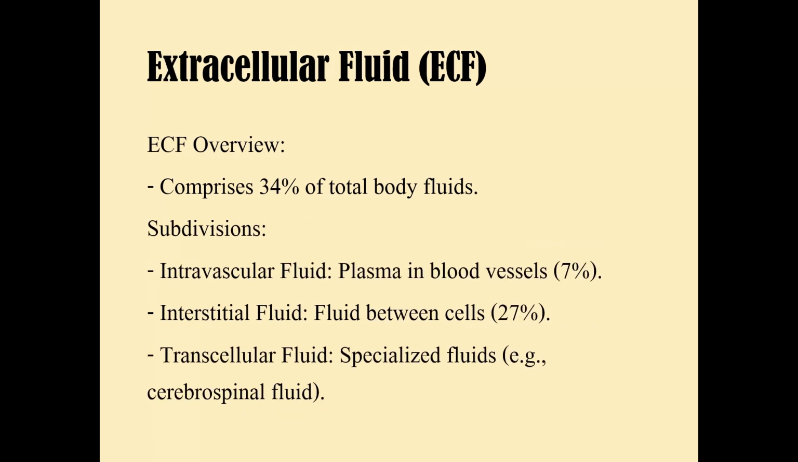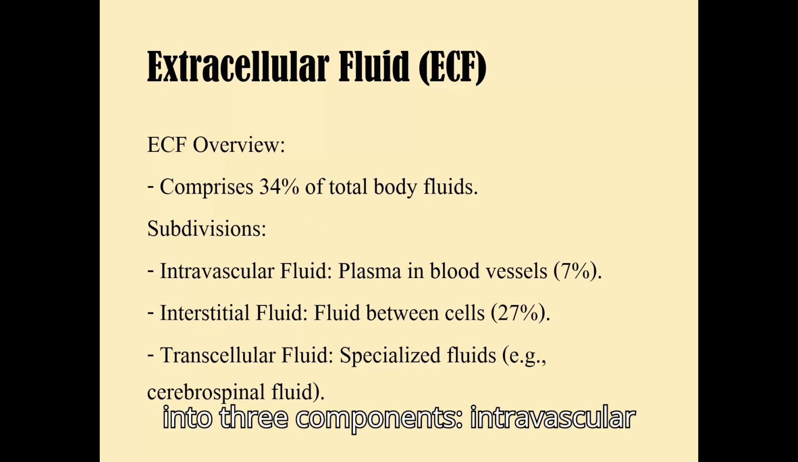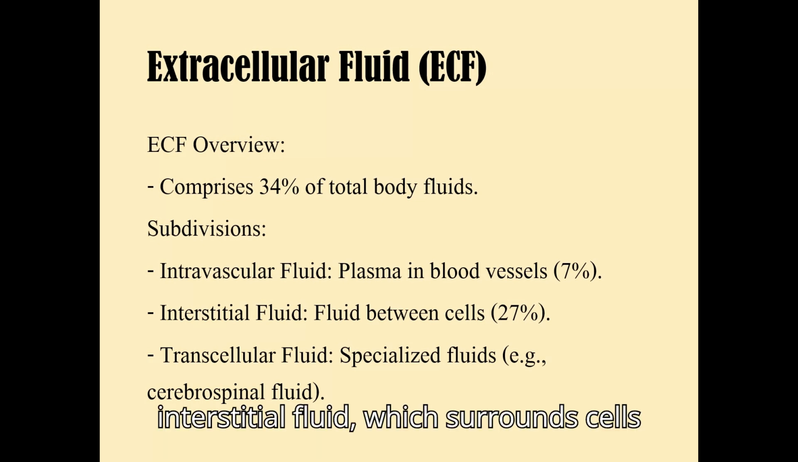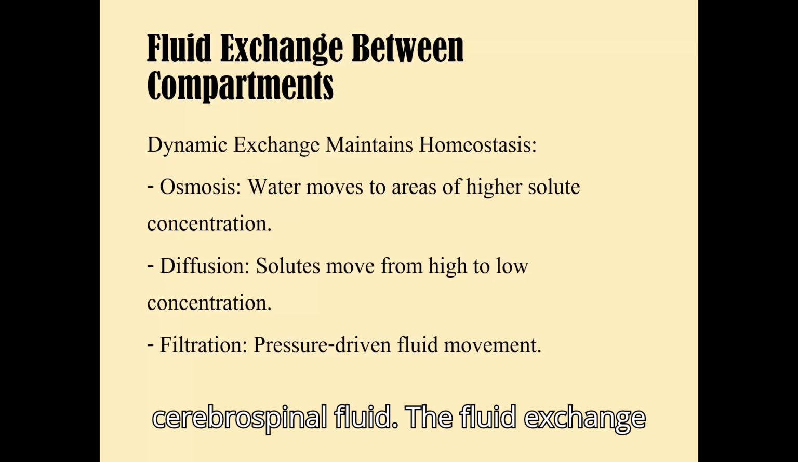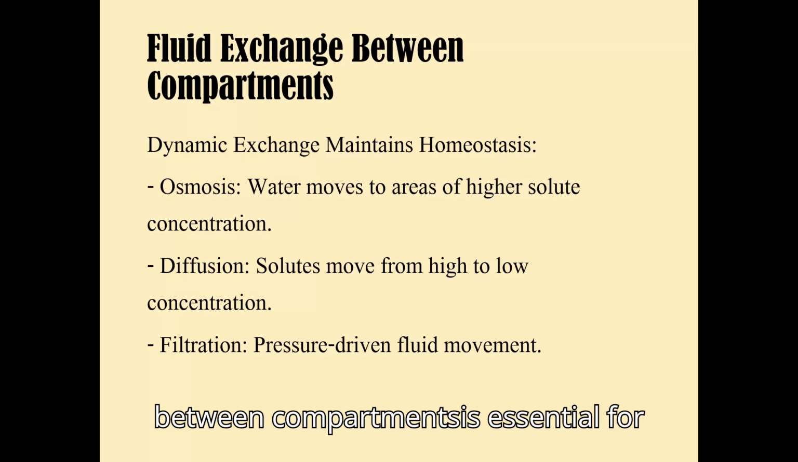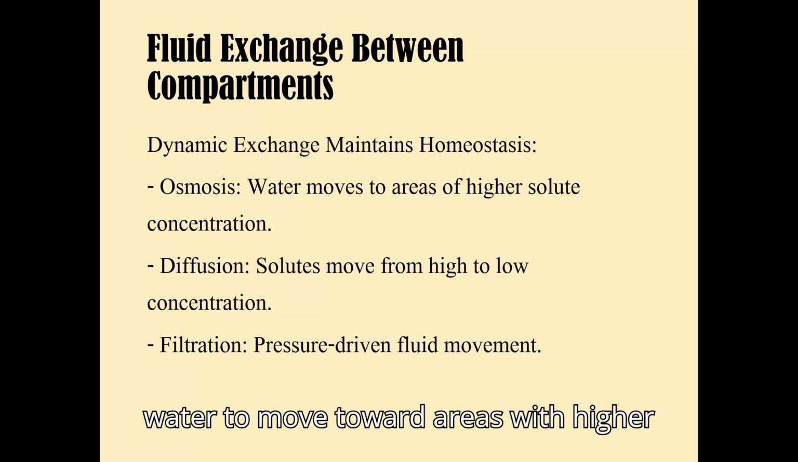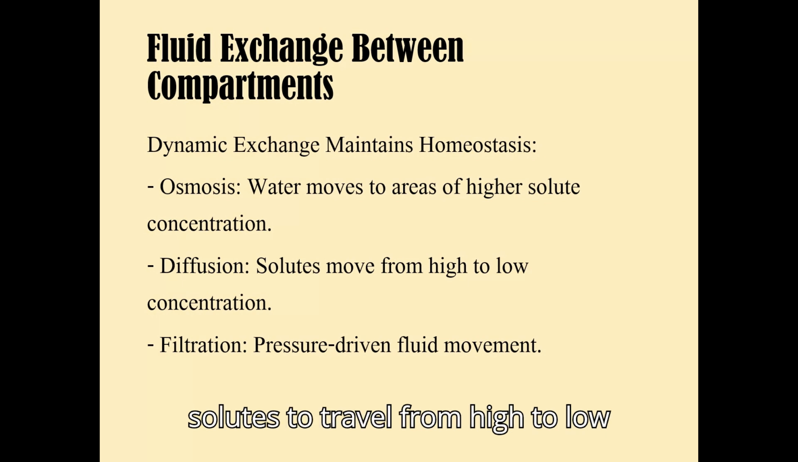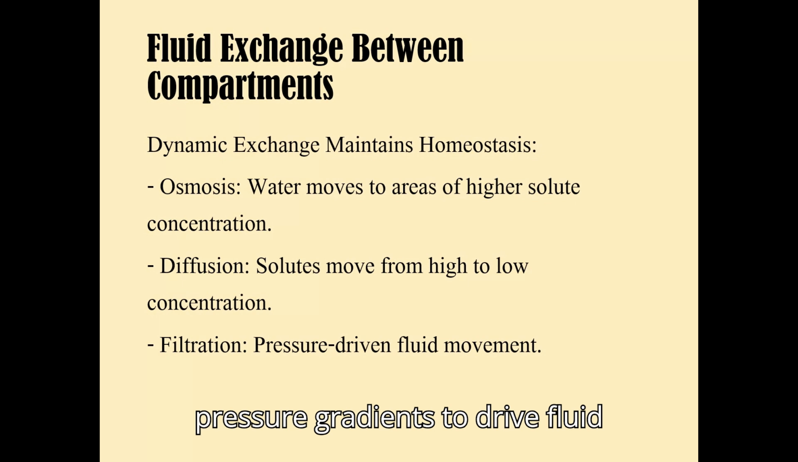Extracellular fluid accounts for 34% of total body fluids and divides into three components: intravascular fluid, the plasma within blood vessels, interstitial fluid, which surrounds cells and tissues, and transcellular fluid, found in specialized spaces like cerebrospinal fluid. The fluid exchange between compartments is essential for maintaining homeostasis. Osmosis enables water to move toward areas with higher solute concentrations. Diffusion allows solutes to travel from high to low concentrations, and filtration relies on pressure gradients to drive fluid movement.